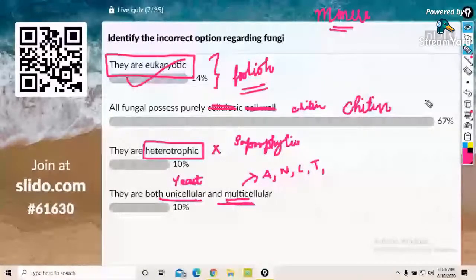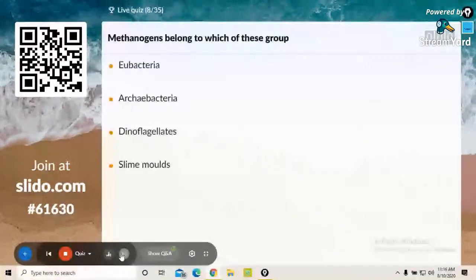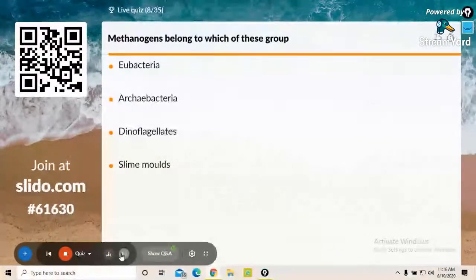Very simple questions. 8th question on the screen. Methanogens belong to which group of these? Eubacteria, Archaebacteria, dinoflagellates, slime molds. Oh, I forgot to show the leaderboard. So after this question, I'll show it. Methanogens belong to which of these groups? Eubacteria, Archaebacteria, dinoflagellates, and slime mold.